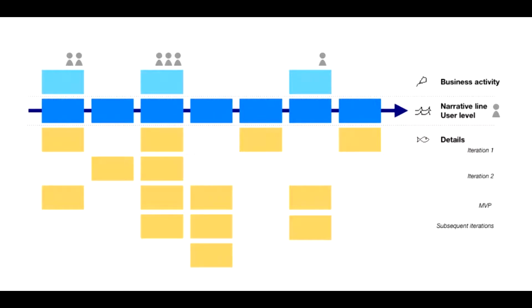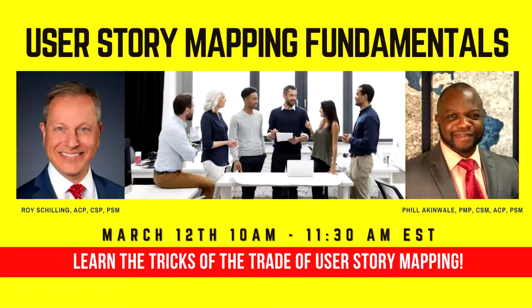Given a story map so arranged, the first horizontal row represents what we call a walking skeleton, a bare bones but usable version of the product. Working through successive rows fleshes out the product with additional functionality. You might hear this being referred to as user story mapping.